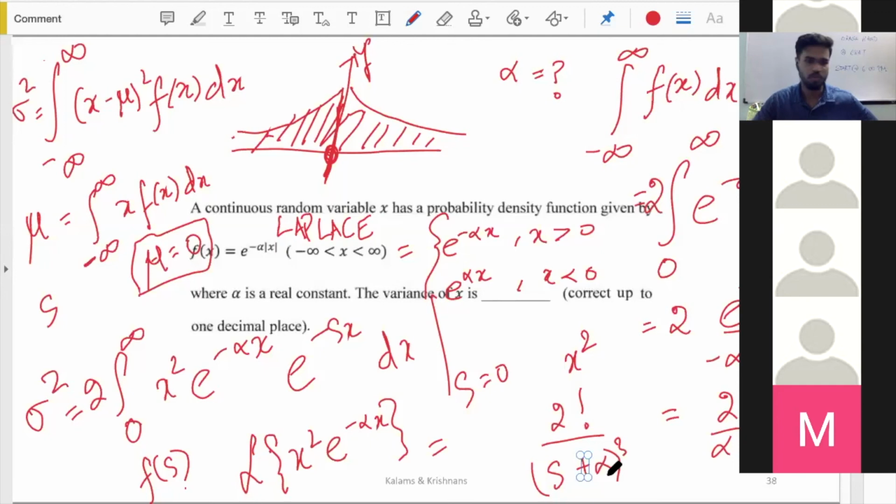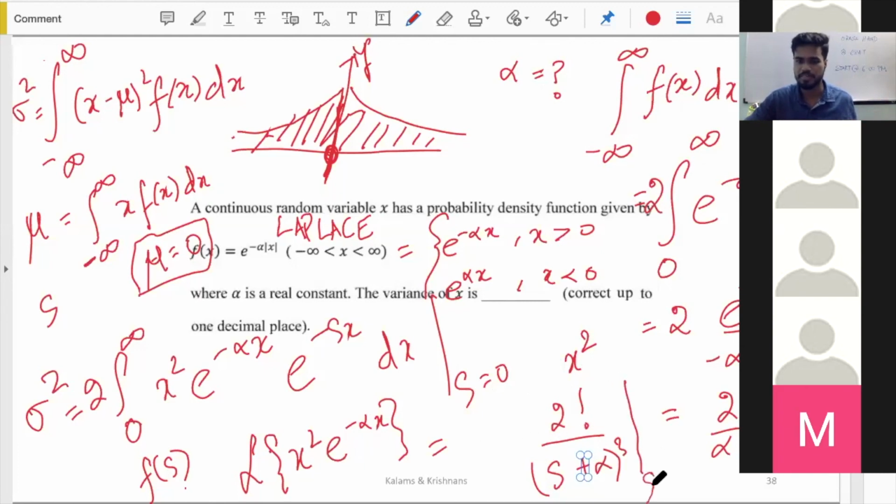Fine. And who answered it, by the way? It's s plus alpha whole cube. Meher. Okay, thanks, Meher. So the Laplace transform of x square is not all that obscure. It's standard. X power n is pretty standard, and this property of the Laplace transform is also standard. In fact, there are many GATE questions based on this one step.